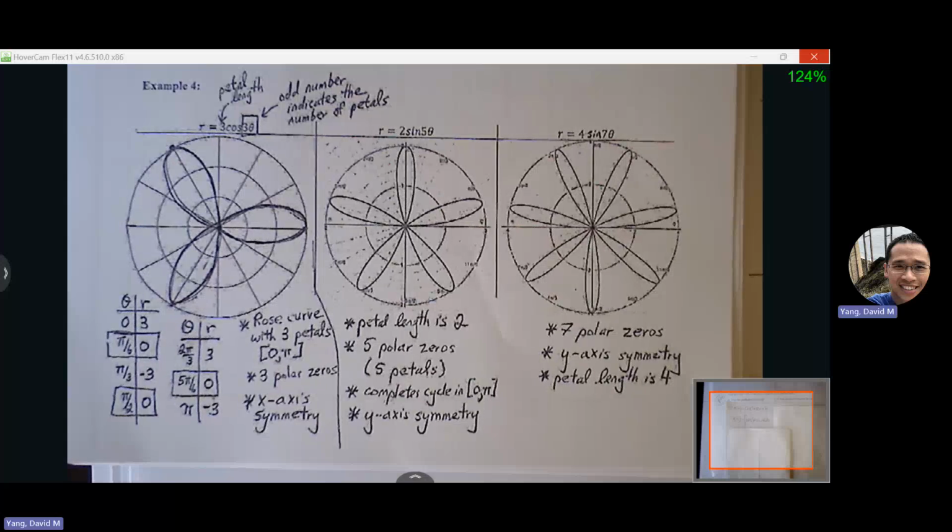Yeah, they're always going to be symmetrical. In this case, it looks like the odd petals are going to be not only symmetrical about the x-axis, but also about the y-axis. It's going to be symmetrical in both directions.